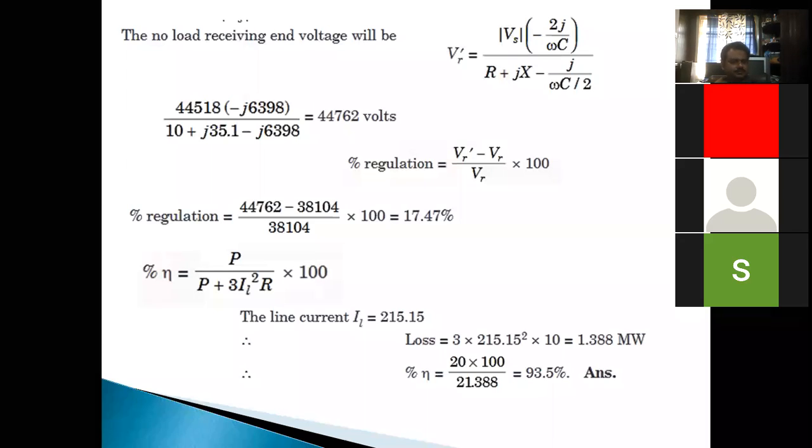Is it clear? Anybody is having doubt regarding calculating efficiency and regulation?